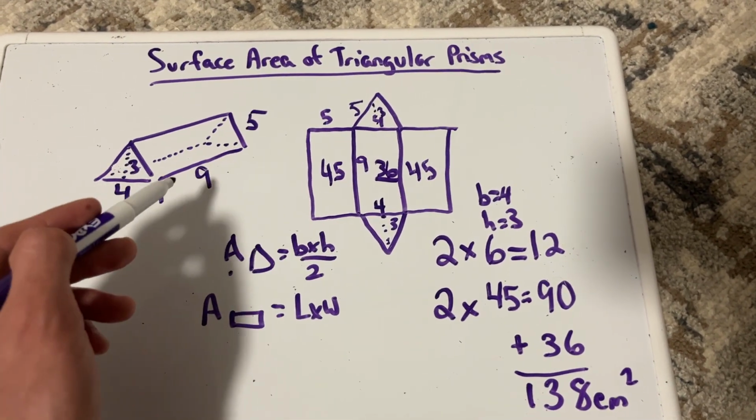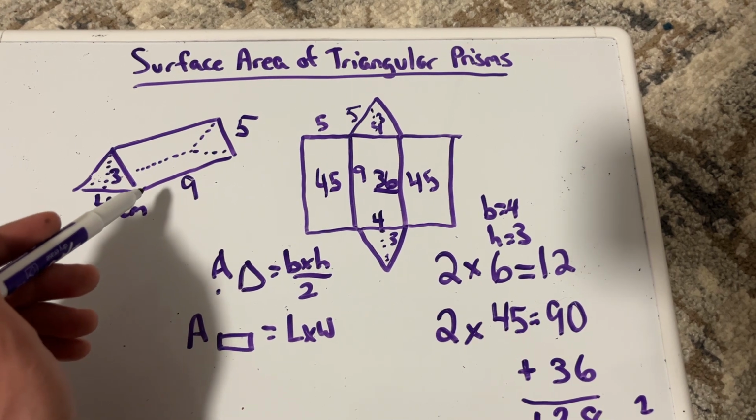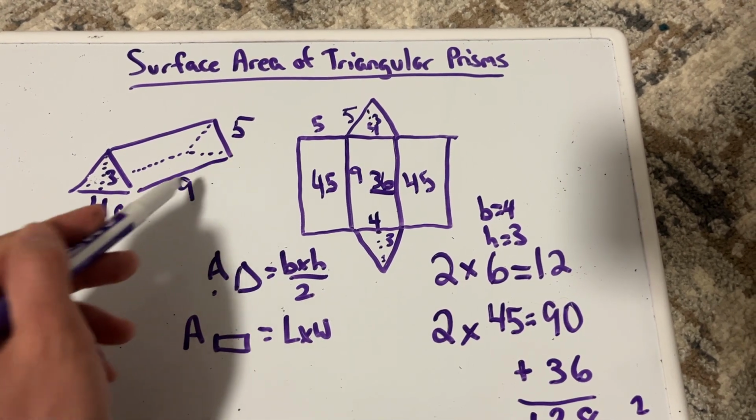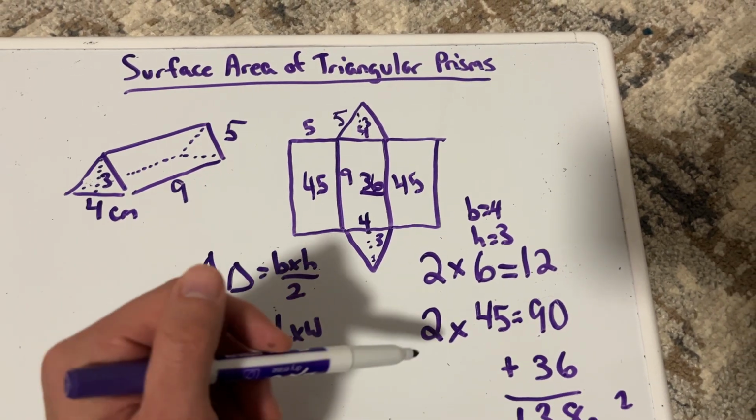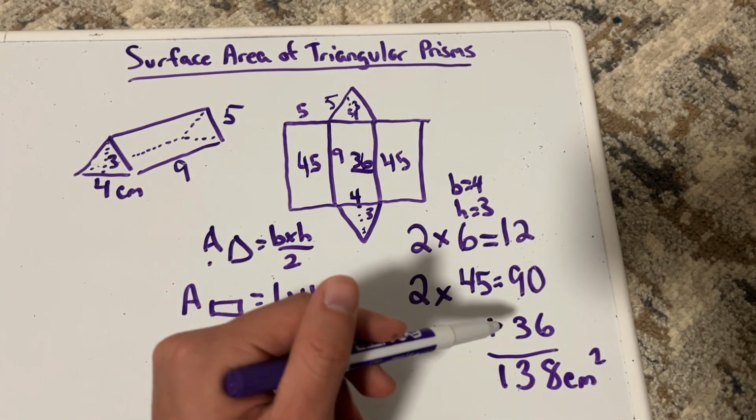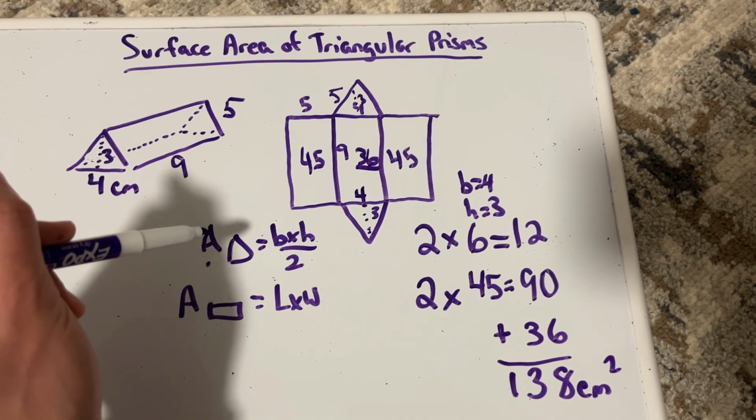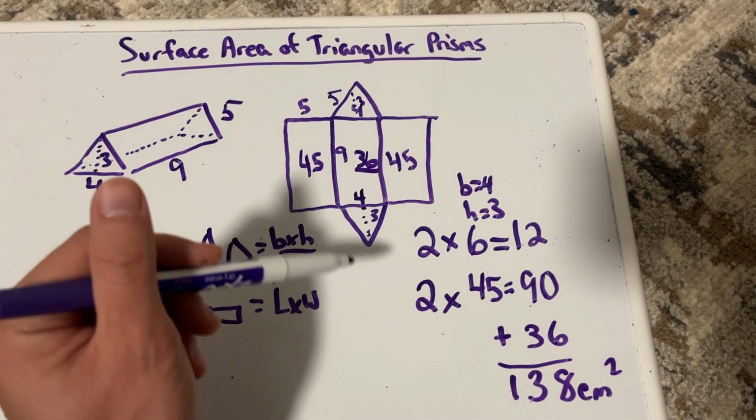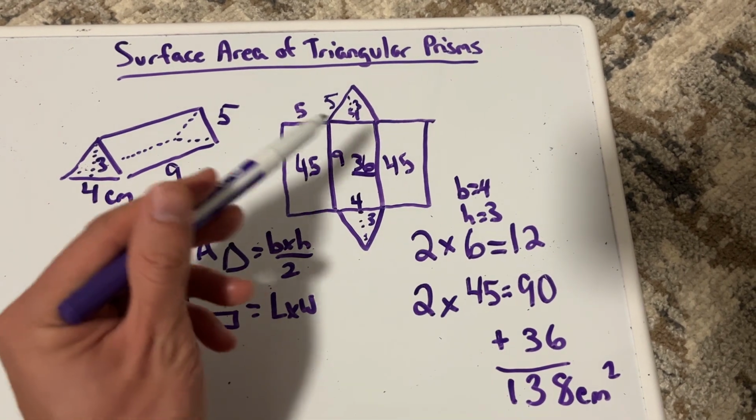Then the bottom of the triangular prism is the base of this triangle times the length of this rectangle here. 4 times 9 is 36. We add all 3 of those areas together. We have the area of the triangles, the 2 rectangles on the sides, and then the base of the prism.